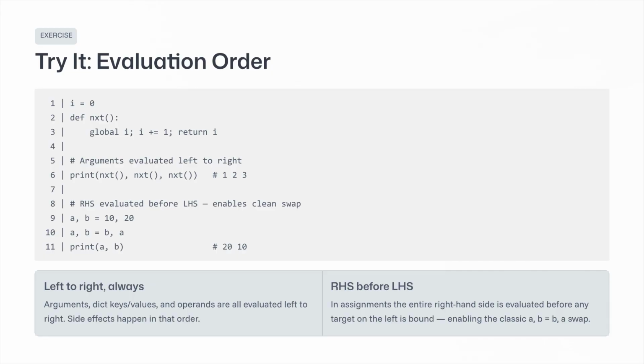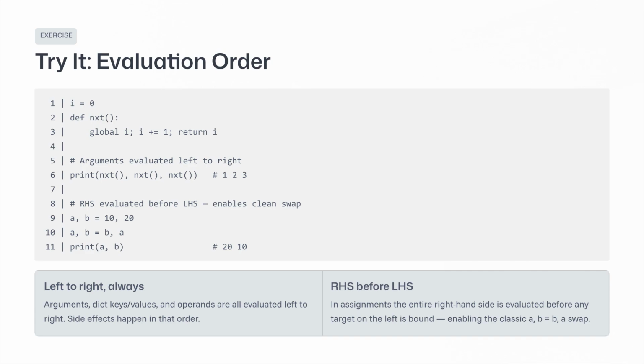Line 9, a equals 10, b equals 20. Line 10, a comma b equals b comma a. The right side evaluates to the tuple (20, 10) first, then it's unpacked into a and b. Line 11, print a, b gives 20, 10. Clean swap with no temp variable.